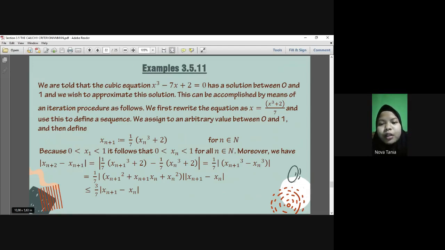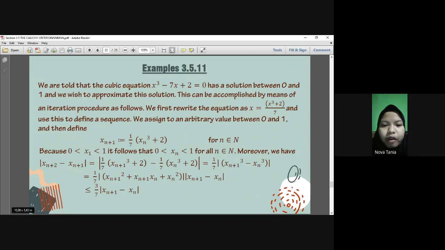We first rewrite the equation as x = (x^3 + 2)/7 and use this to define a sequence. We assign to x_1 an arbitrary value between 0 and 1 and then define x_{n+1} = (1/7)(x_n^3 + 2) for n in the natural numbers. Because 0 < x_1 < 1, it follows that 0 < x_n < 1 for all n in the natural numbers.